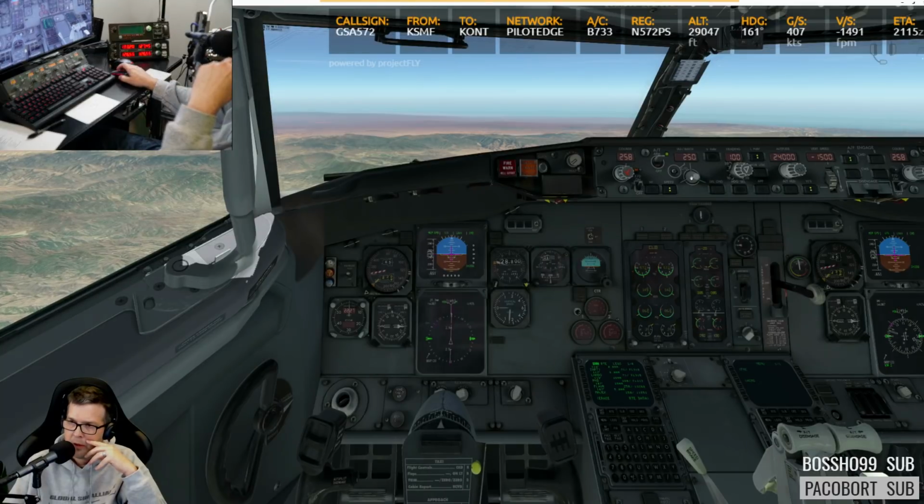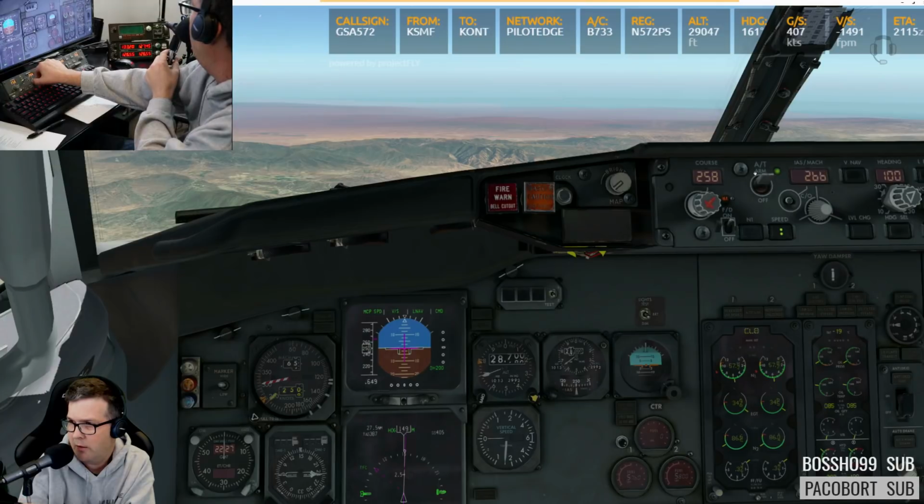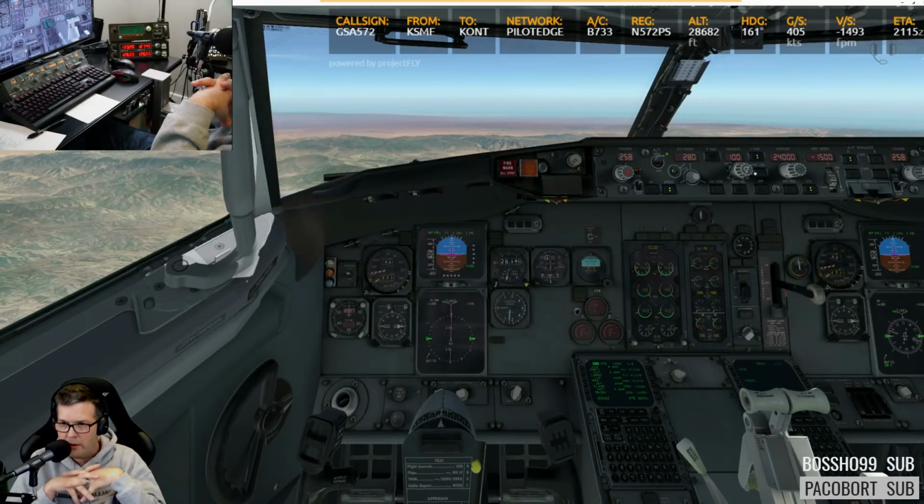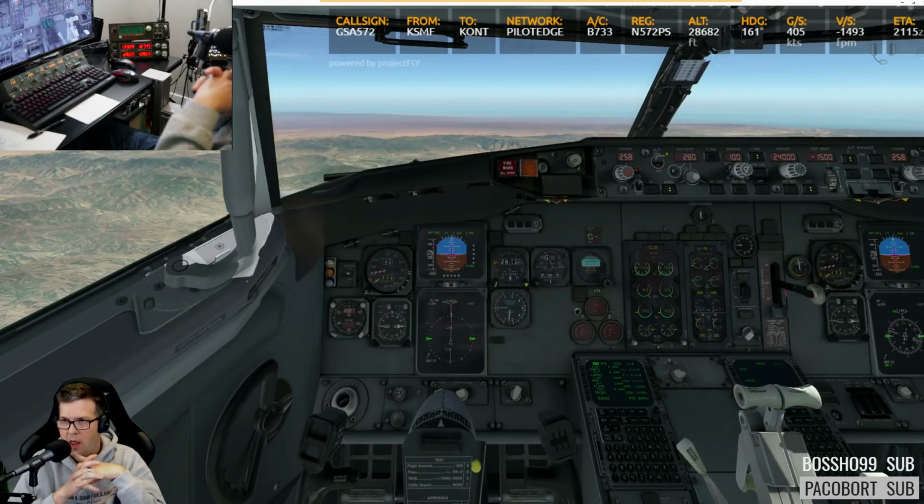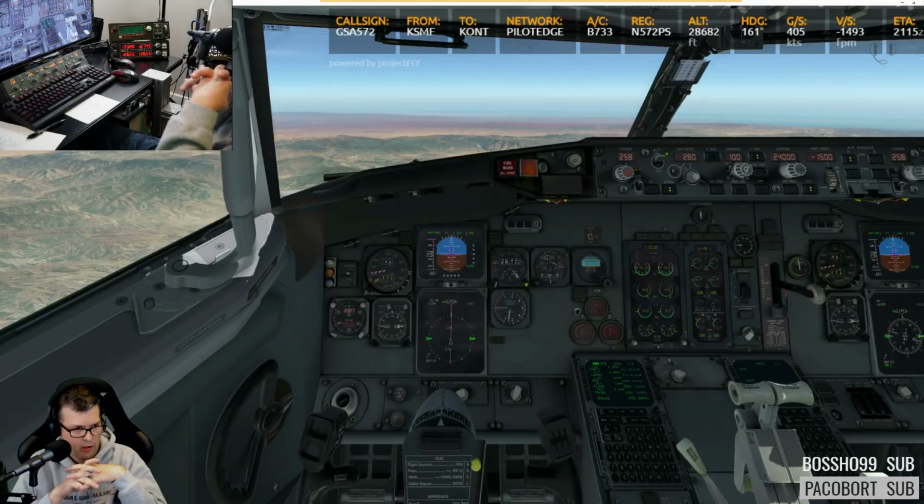Actually, I'm going to speed up here. I got to remember that when I go out of VNav, I need to put in a proper speed in the Mach selector.